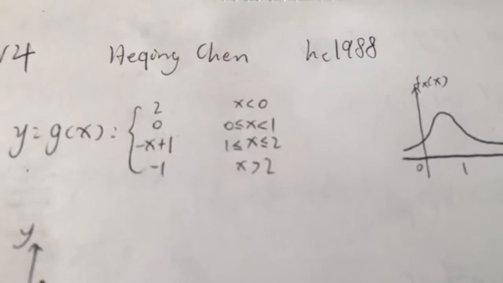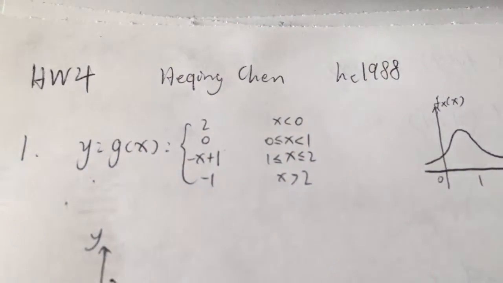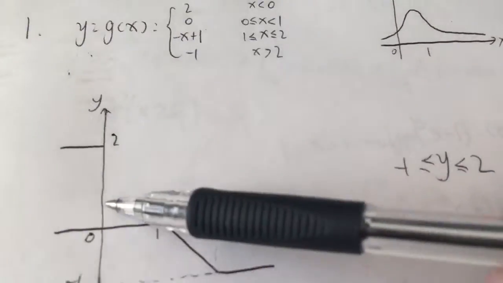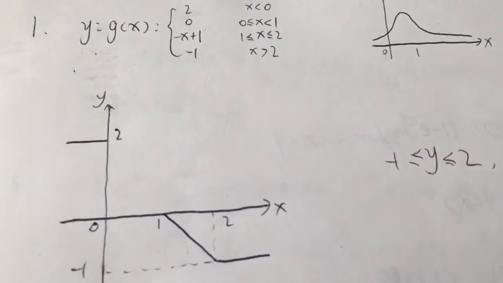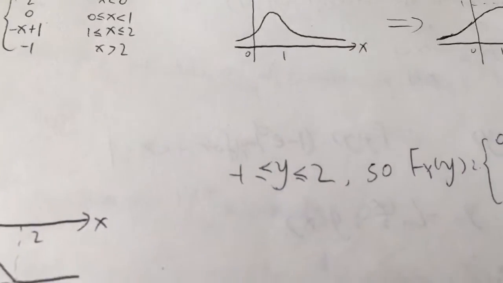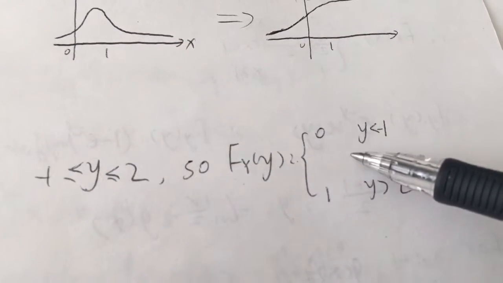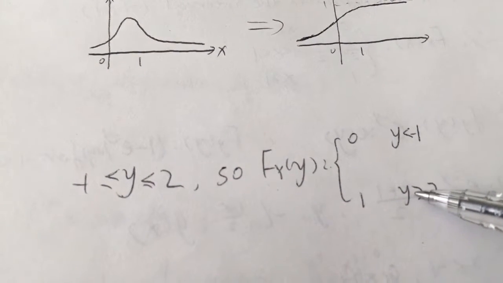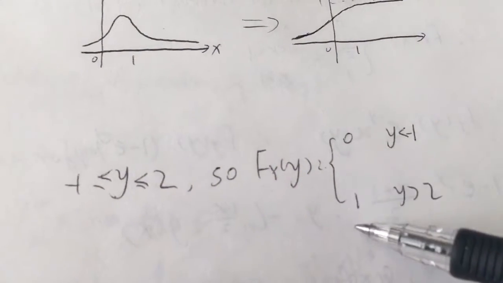Okay, so in this condition, at first, in order to better understand y, we need to draw the picture of y. So like this. From this picture, we know that y is between -1 and 2. So from this, we know that the distribution function of y, under the condition that y is less than -1 and y is larger than 2, is 0 and 1.